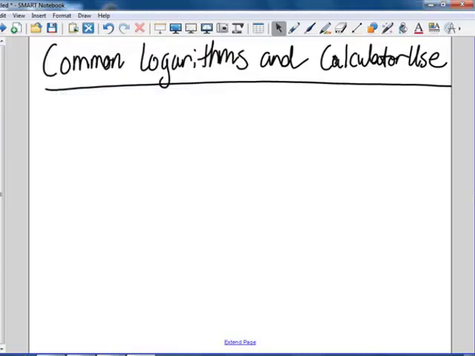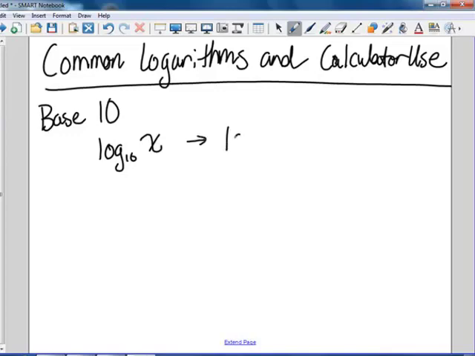Okay, so there's two logarithm bases that are the most common. The first one we're going to look at is base 10. So when I have log base 10 of, I'm just going to say x, we can write this as just log x. If there's no base that you see, it's assumed that it's base 10.